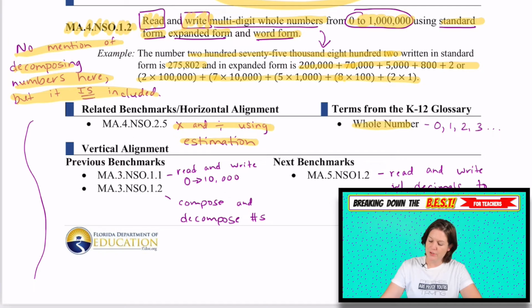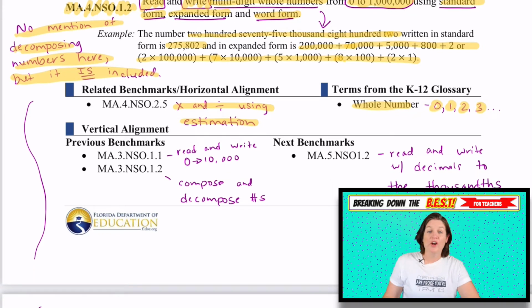Remember that whole numbers are numbers that are whole and also start with 0. So no fractions, no decimals. Where are they coming from in 3rd grade? Well, they had a similar standard in 3rd grade. However, as I'm recording this, it is the first year for the new B.E.S.T. standards in Florida, and so they might not be coming up with this knowledge. So just be aware of that.